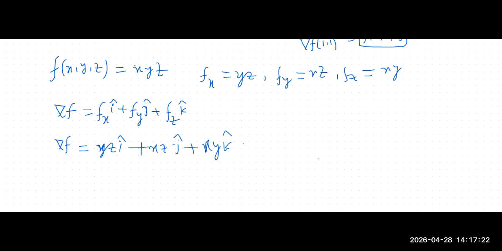So the gradient of this function is basically a 3-dimensional vector field, because at every point x comma y comma z we will get a vector. So this will basically generate a vector space in 3D.